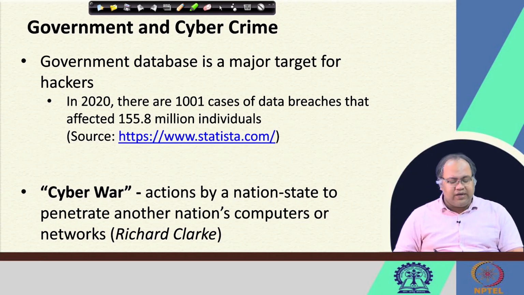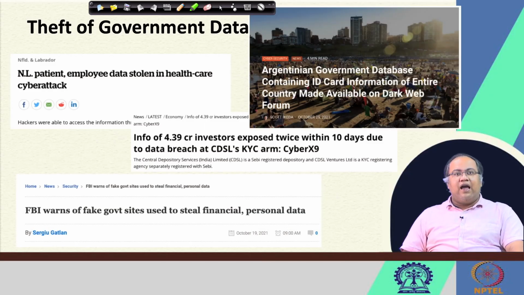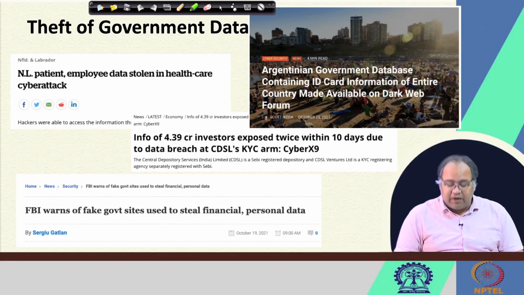So, for example, in 2020 there were around 1,001 cases of data breaches that affected 155.8 billion individuals in the USA. That is a source available from Statista. And then there is this concept of cyberwar, which is the kind of action by a nation state to penetrate another nation's computers or network to extract their data, their information. And you will see that there is a lot of news about the theft of government data, breaches of information from government data.